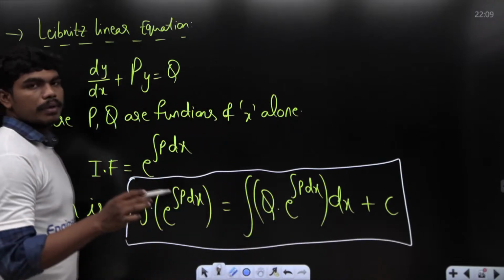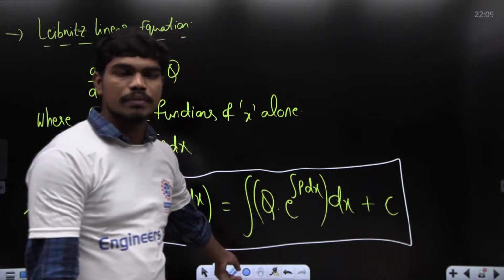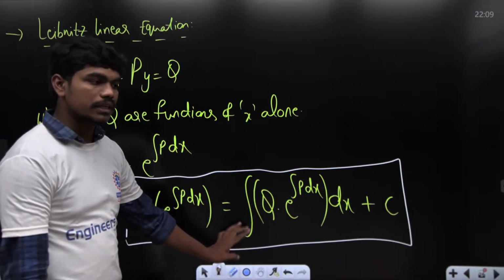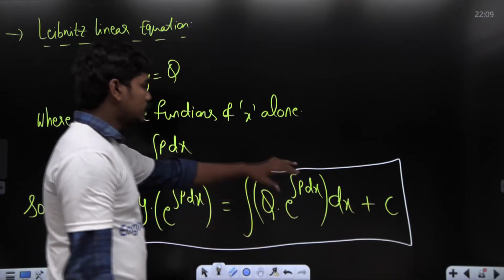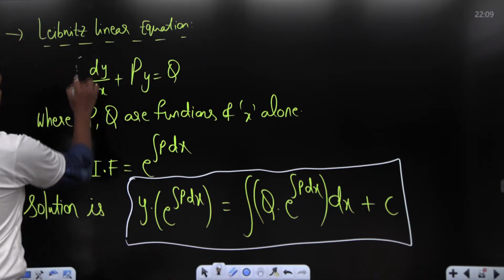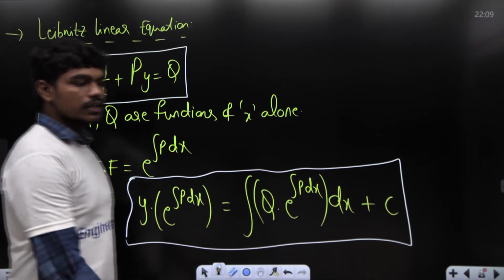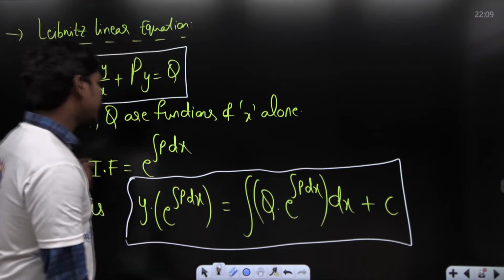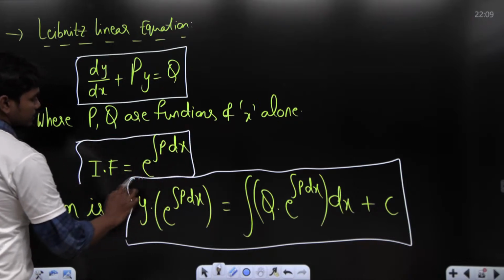Of course, in my basic comprehensive course, I have derived this equation and how this solution came. But now I'm not doing it because of time constraint, because we have many more problems to finish today. But this is how you will be writing the solution of any linear Leibniz equation of this particular format. Okay, is that clear to all of you? And this is how you will be finding the integrating factor for this case: e power integral p dx.